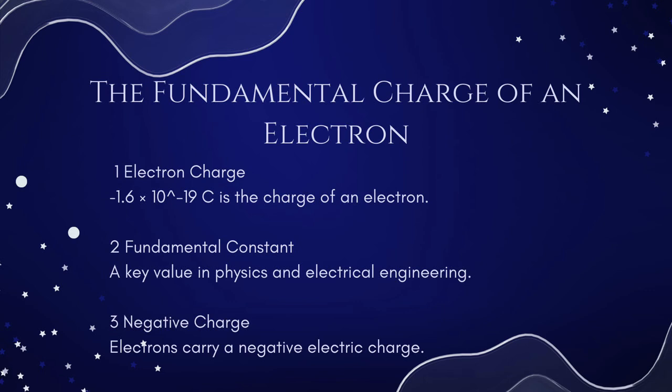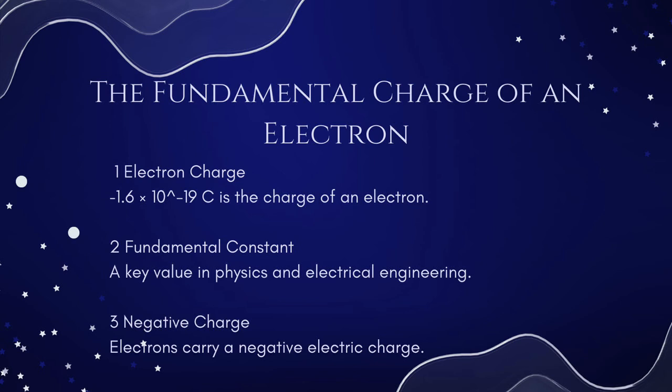Number 3 is the negative charge. Electrons carry a negative charge because they move from the negative pole to the positive pole of an electric field. This is the convention that gives electrons the negative charge. When an atom has more electrons than protons, it has a negative charge and is called an anion. If the atom has fewer electrons than protons, it has a positive charge and is called a cation.